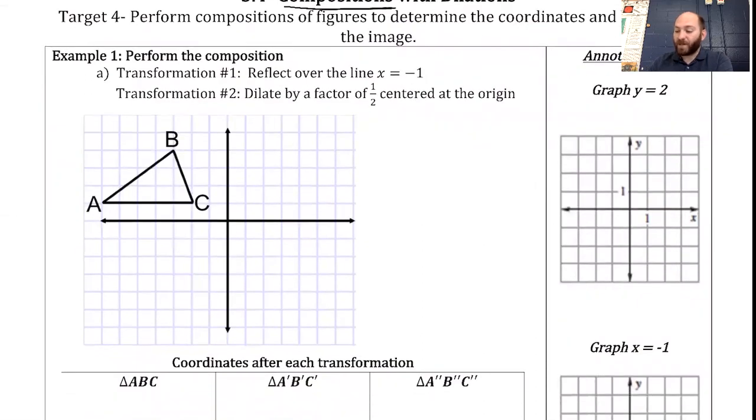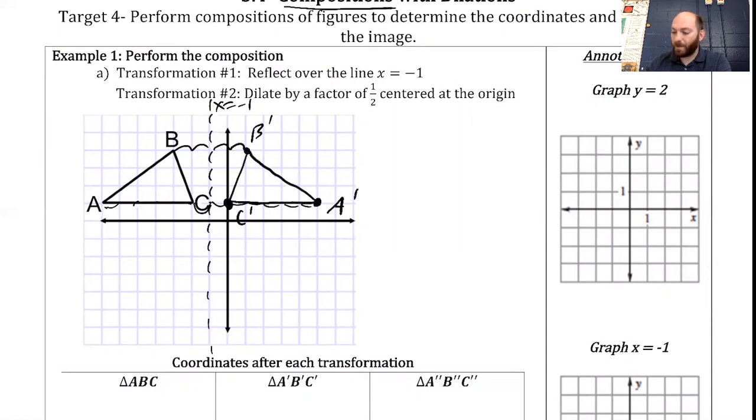Example 1. Reflect over the line x equals -1. As a reminder for reflections, I'm going to start with x equals -1, my vertical line at -1. I want to reflect over that. So C is 1 away, C prime is 1 away. B is 2 away, so B prime is 2 away. And then A is 1, 2, 3, 4, 5, 6 away from that line, so we're going to go 1, 2, 3, 4, 5, 6 away for A prime. All right, so that's our reflection.